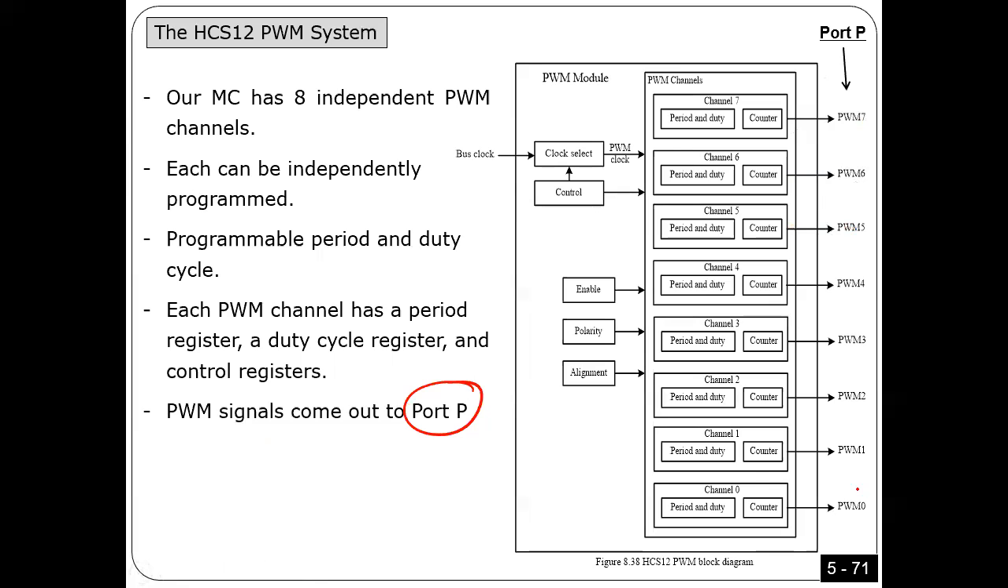Number two, every channel should have two important registers, so we are going to use them. One is called the period register and one controls the duty cycle. Again, every channel should have two registers.